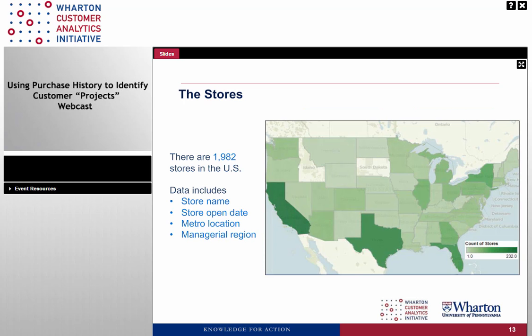In this data set, there are just shy of 2,000 stores in the United States. The data includes the name of the store, open date, the metro location, and the managerial region. For example, there might be a group of stores that are labeled Pacific Northwest.